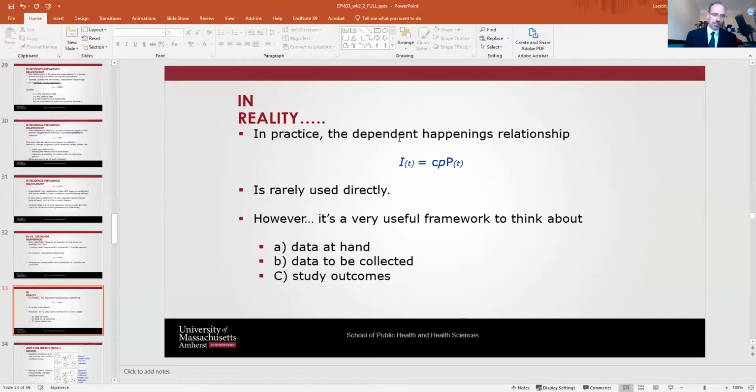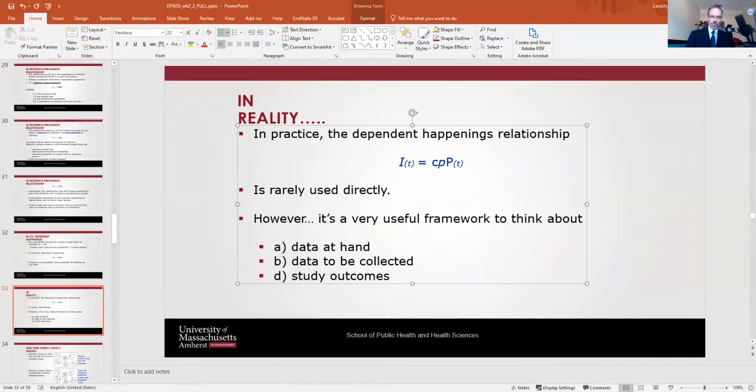In reality, the dependent happenings relationship is rarely used directly. However, it's a very useful framework to think about using the data on hand, data to be collected, study outcomes, and I would put C and D on here, potential interventions.